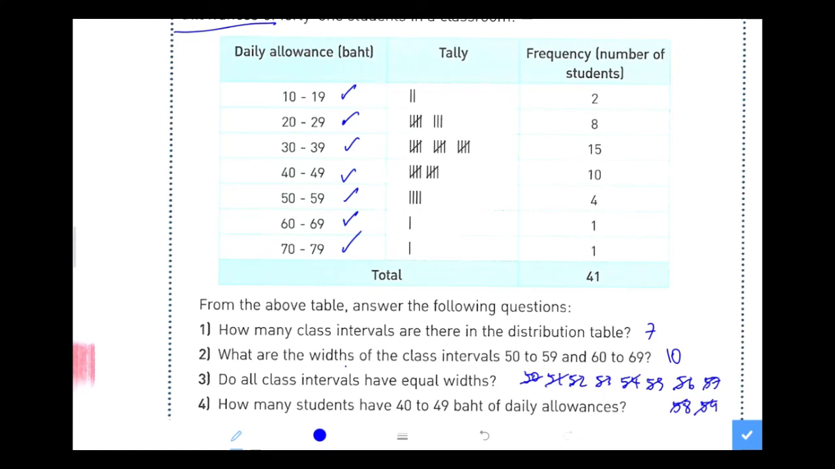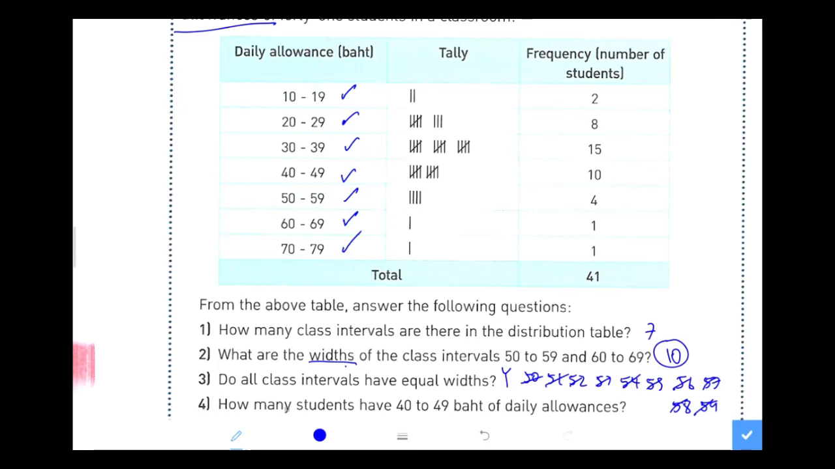See? So you have 10 numbers. The width will be 10. Okay, so that is the answer. Next one: do all class intervals have equal widths? Yes, of course. Look, this one begins with 0, ends at 9. Begin with 0, ends at 9. All of them have the same pattern. So the answer is yes.